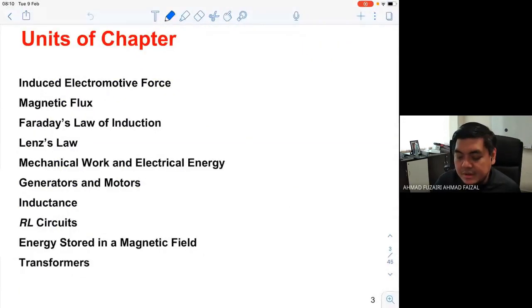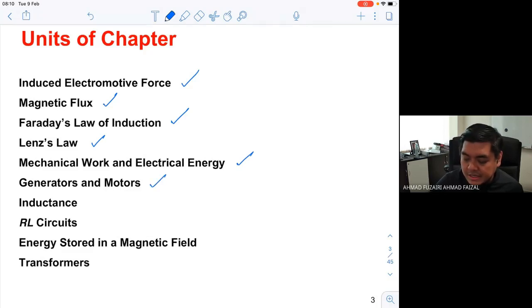So we will learn the electromotive force, the induced EMF, and the magnetic flux. What is the purpose of learning magnetic flux, and what is Faraday's law of induction? And what is Lenz's law, a good law to understand Faraday's law of induction? Then mechanical work and energy, and the generators and motors. These are the applications.